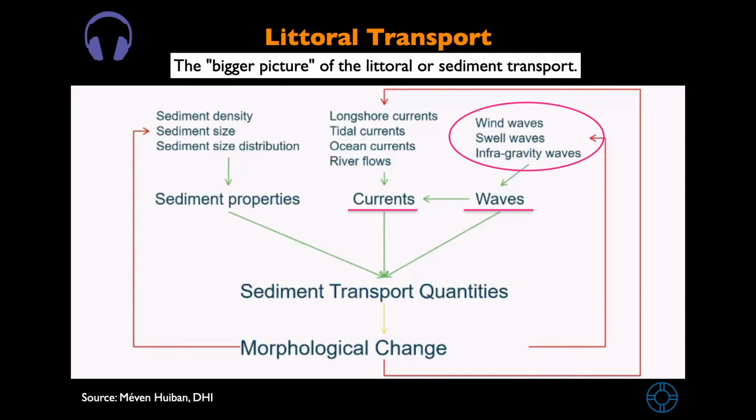Regarding the currents, some of them are generated by breaking waves. That's the example of longshore currents. Tidal oscillation generates some currents, and we name them as tidal currents. Winds mostly generate ocean currents over the sea surface. All of them interact, including when some river flows join the coast.